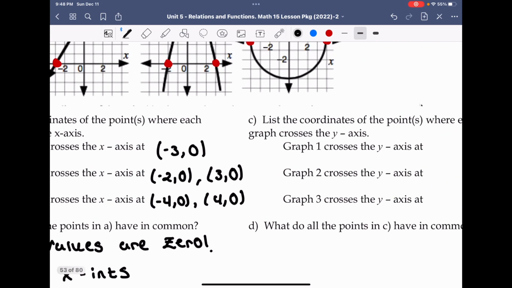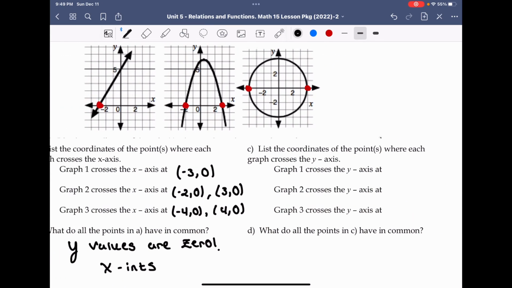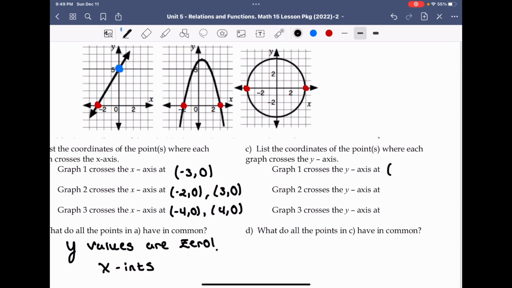All right, now let's do the same thing, except we're going to look for our y-intercepts, which I'll label in blue. So my y-intercept here is at 5 and 0. When I write that as an ordered pair, we have to write our x first, which is 0 and 5. We then go to graph 2 and realize our y-intercept is up here at 6. So I'm going to write that as an ordered pair of 0 and 6.